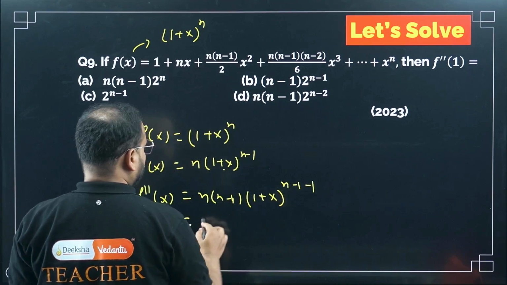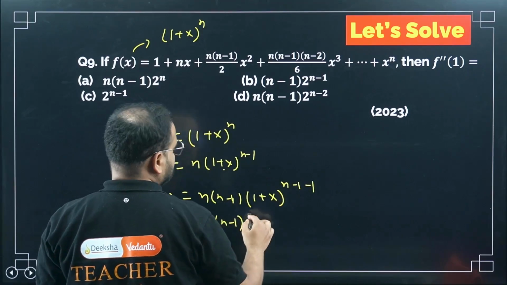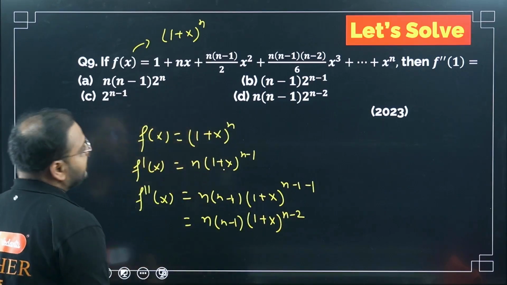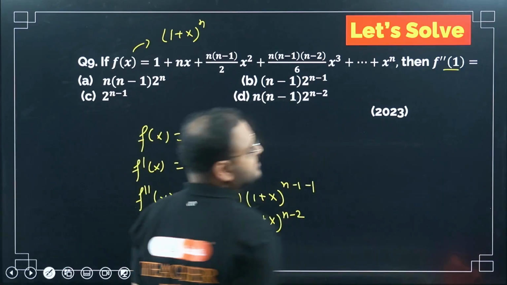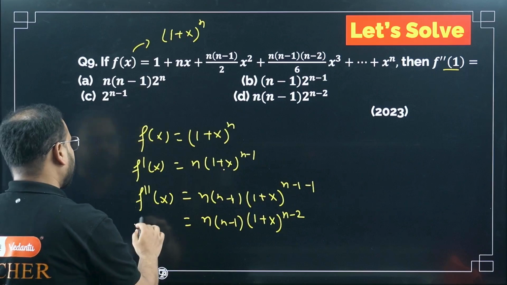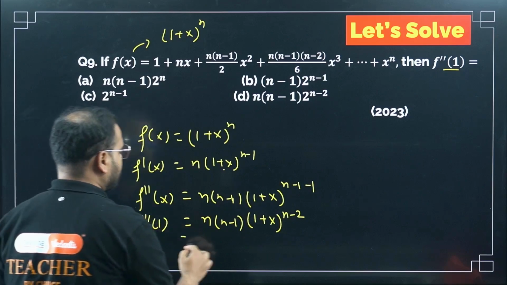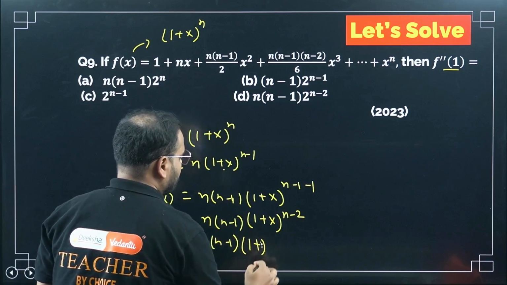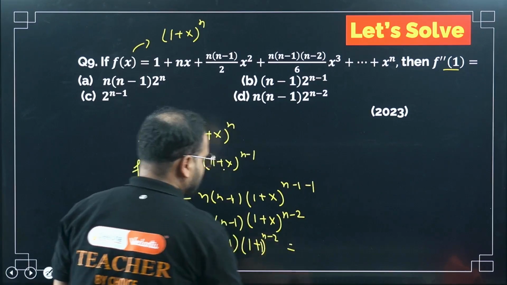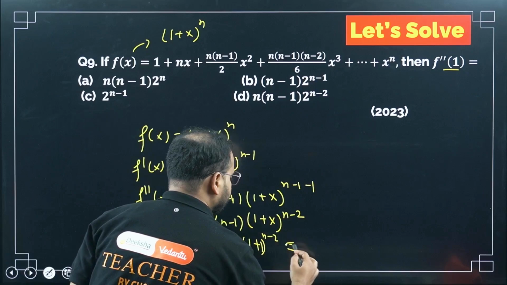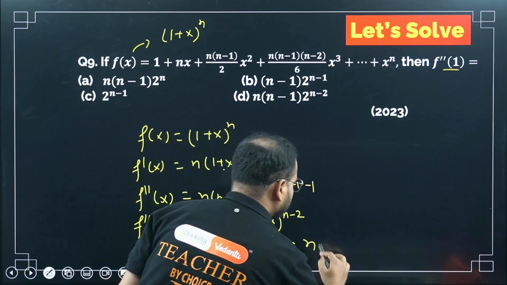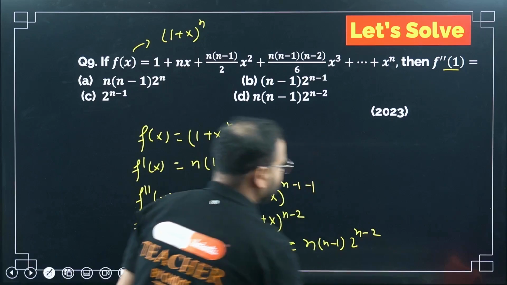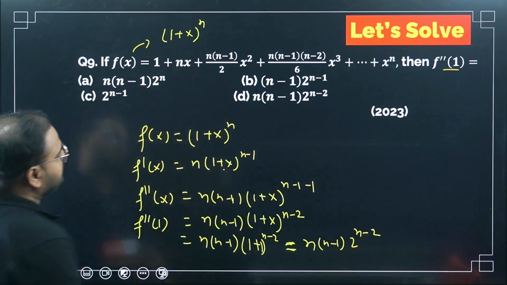How much is that? n times (n minus 1) times (1 plus x) to the power n minus 2. They are asking for this value at 1, so please put it here. f second derivative at 1 is nothing but n times (n minus 1) times (1 plus 1) to the power n minus 2. How much is this? Simply n times (n minus 1) times 2 to the power n minus 2. Option number D.